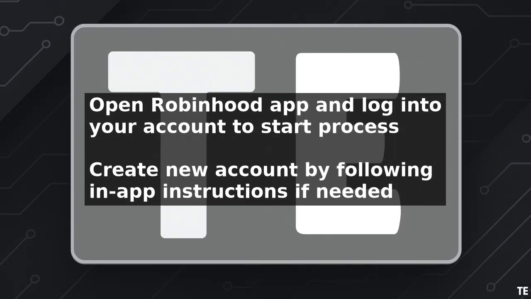To buy an ETF on Robinhood, you will need to start by opening the Robinhood app and logging into your account. If you do not have an account, you can create one by following the in-app instructions.